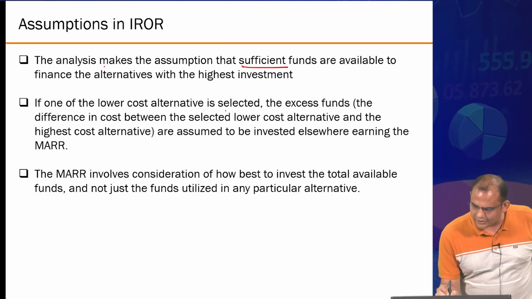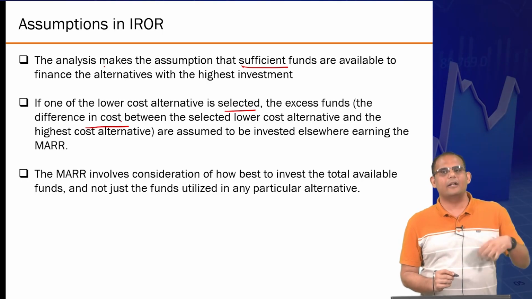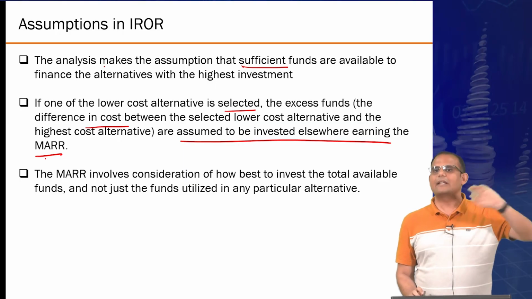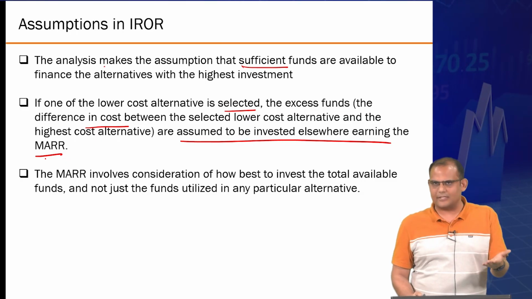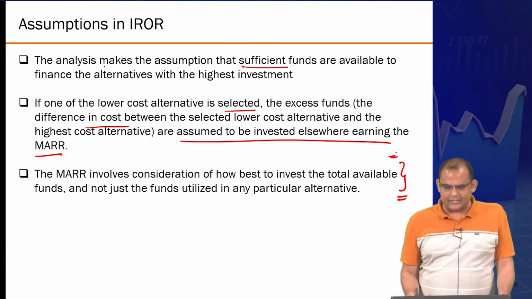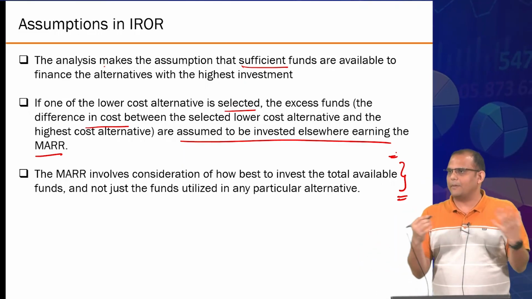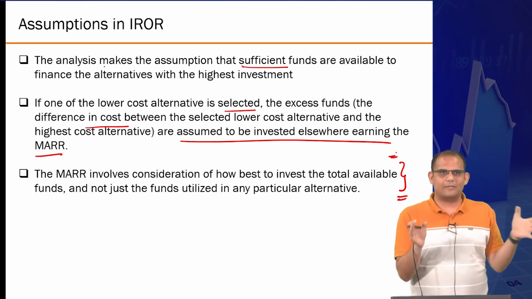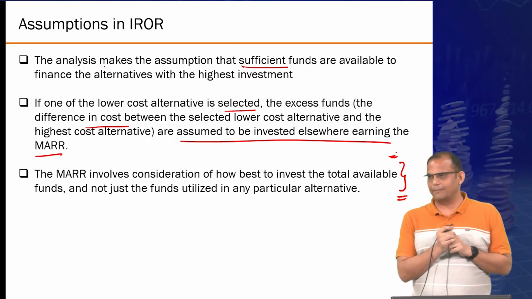If the lower cost alternative is selected, the excess fund, that is the difference in cost between the lower cost alternative and the higher cost alternative, is assumed to be invested somewhere else, and that is earning at least your minimum acceptable rate of return, right? That's the assumption. Based on that, we have calculated. So, essentially, the MARR provides you, over the range of funds available, the maximum optimal answer, right? That's the ultimate goal for you as an investor, that you are trying to maximize your overall portfolio, and that's what the criteria is about on how to select a particular project.